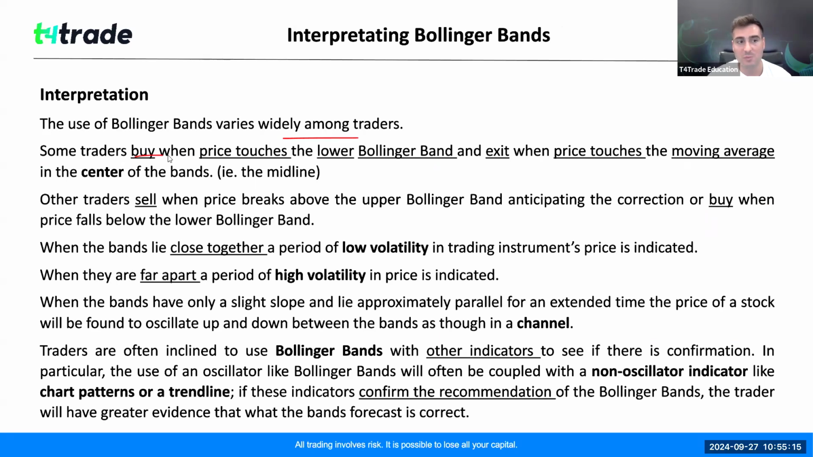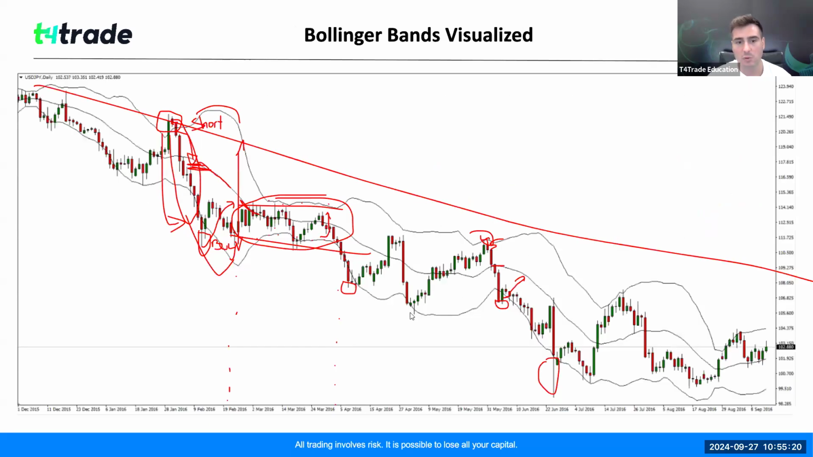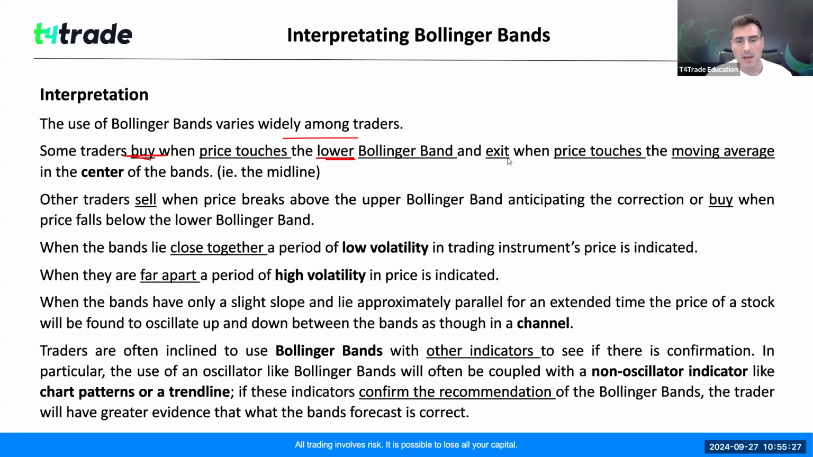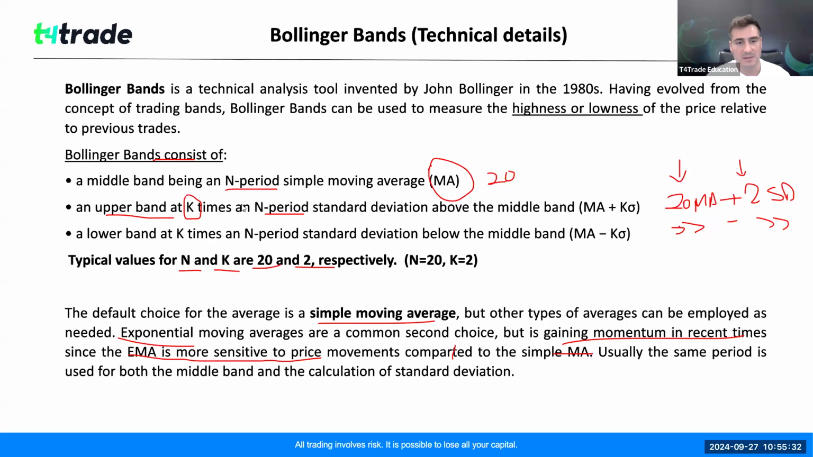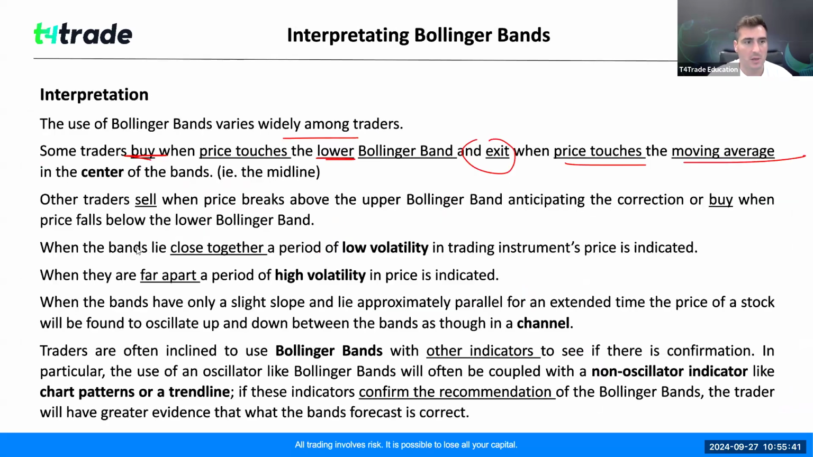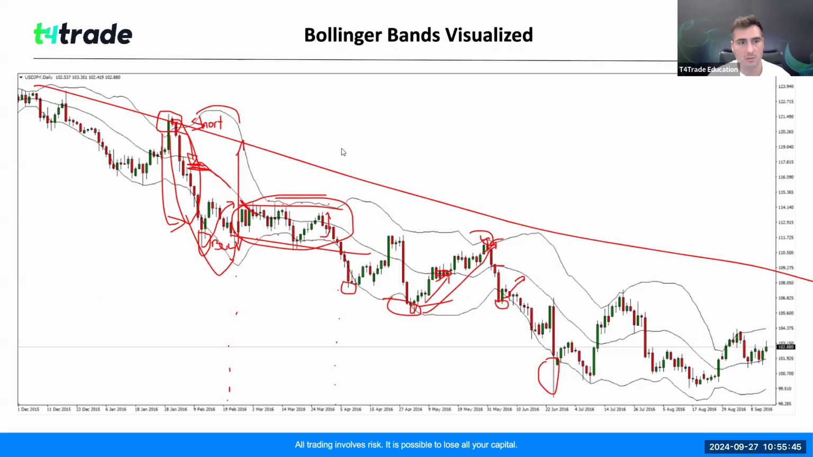Some traders like to buy when the price touches the lower bound. For example, this period right here, at the lower bound, you tend to buy. And exit the trade when price touches the moving average, or the center line. So that is your target. Okay. This is a trade. Or, as I said again, maybe the other one is this. Other traders sell when the price breaks above the upper band. This kind of case right here.